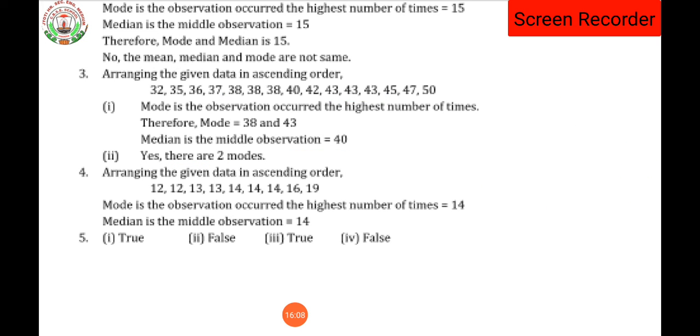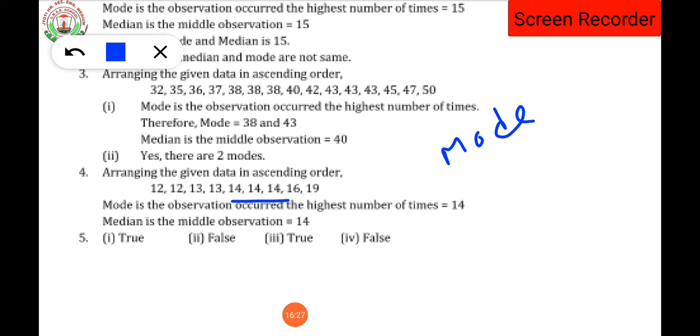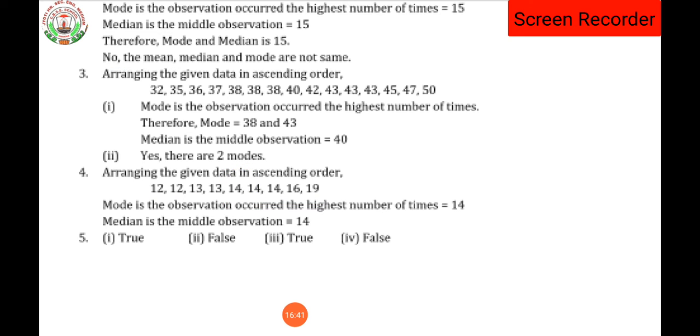Now the second last question of exercise 3.2, chapter number 3, data handling. Arrange the data in ascending order. After arranging the data in ascending order, for the mode, the highest repetition of a number: 12 is 2 times, 13 is 2 times, 14 is 3 times. So the mode will be 14. Then the center one, first method, 1 2 3 4, 1 2 3 4. So 14 is the median. So here we found the mode as 14 and the median is also 14. So both mode and median values are the same.